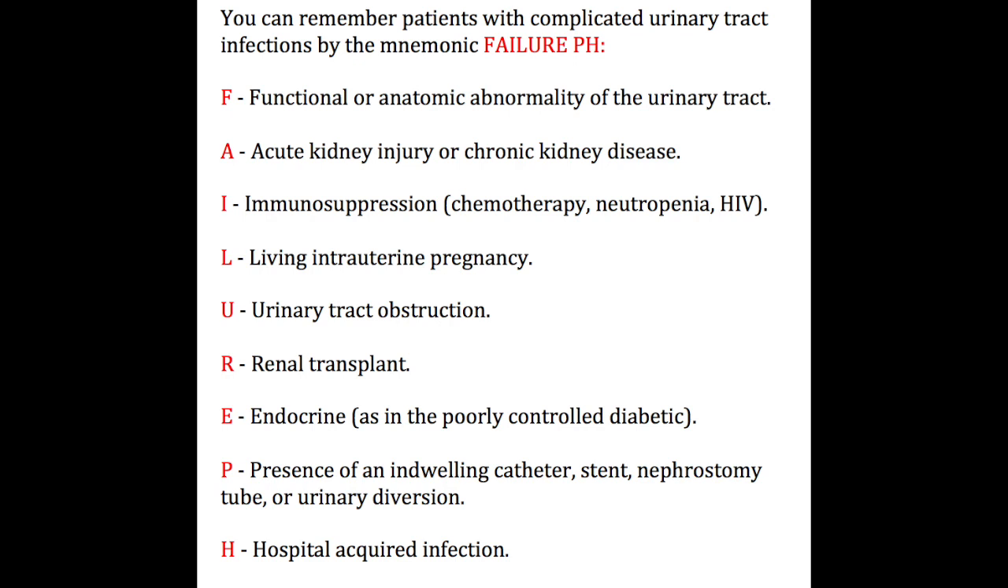You can remember patients with complicated urinary tract infections by the mnemonic FAILURE PH, where F stands for functional or anatomical abnormality of the urinary tract, A stands for acute kidney injury or chronic kidney disease, I stands for immunosuppression, such as chronic steroid use, chemotherapy, neutropenia, or HIV, L stands for living intrauterine pregnancy, U stands for urinary tract obstruction, so maybe they have an obstructing kidney stone, R stands for renal transplant, E stands for endocrine, as in the poorly controlled diabetic, P stands for presence of an indwelling catheter, stent, nephrostomy tube, or urinary diversion, and H stands for a hospital-acquired infection.